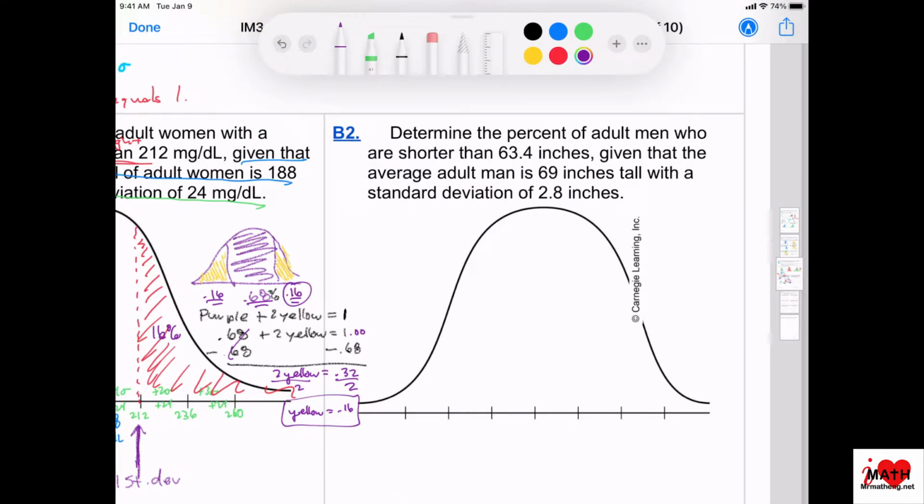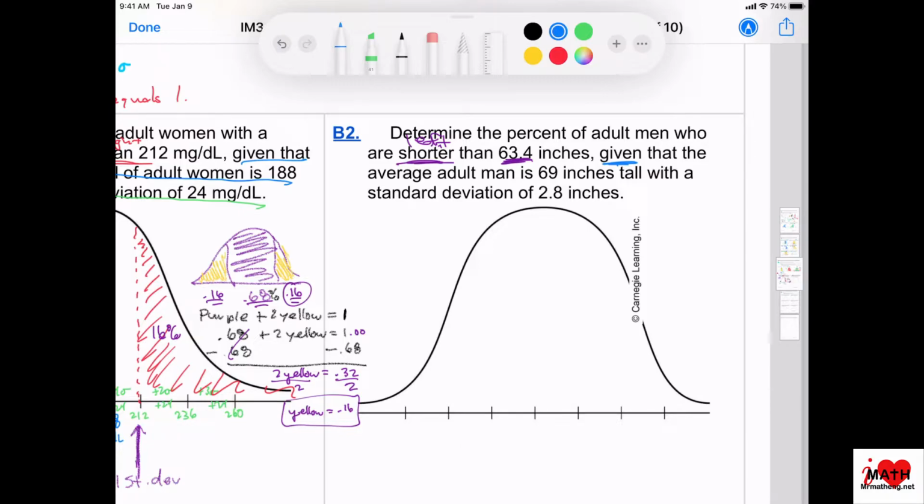All right, B2 here says determine the percent of adults who are shorter. Let's highlight that one, shorter. So last in 5.1.2a, we learned that shorter is left of this marker, 63.4. We'll come back to the purple, but I'm looking at this. Given, we learned back in Integrated Math 2, kind of like with proofs, given is kind of like a puzzle piece that's already put in the correct placement.